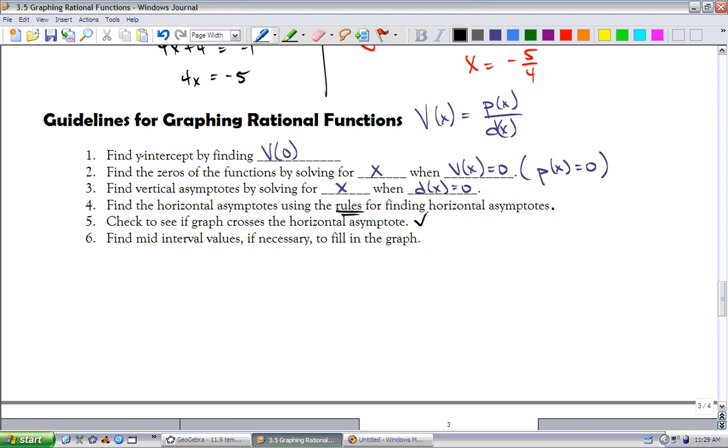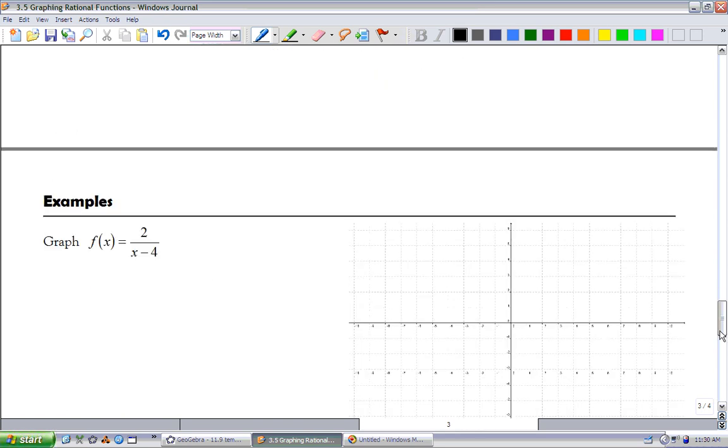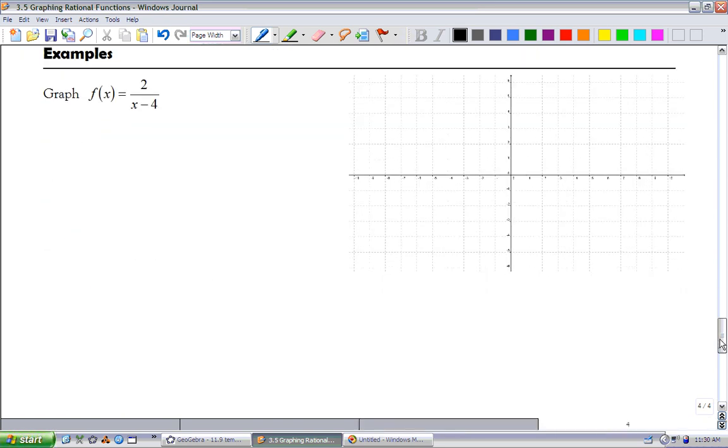Then we need to check to see if it crosses our horizontal asymptote anywhere. And then we might need to find a couple other values on the graph to help us piece it in. But we'll use some logic to help us piece together these graphs. Okay, so here we go.